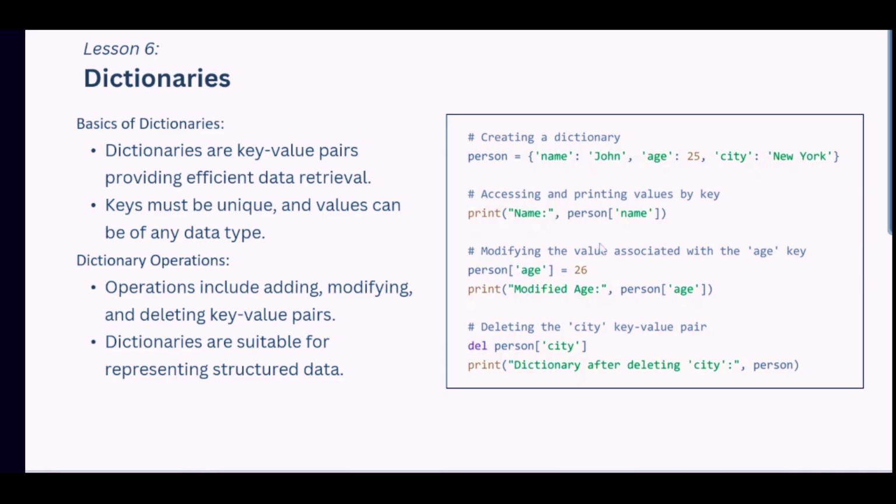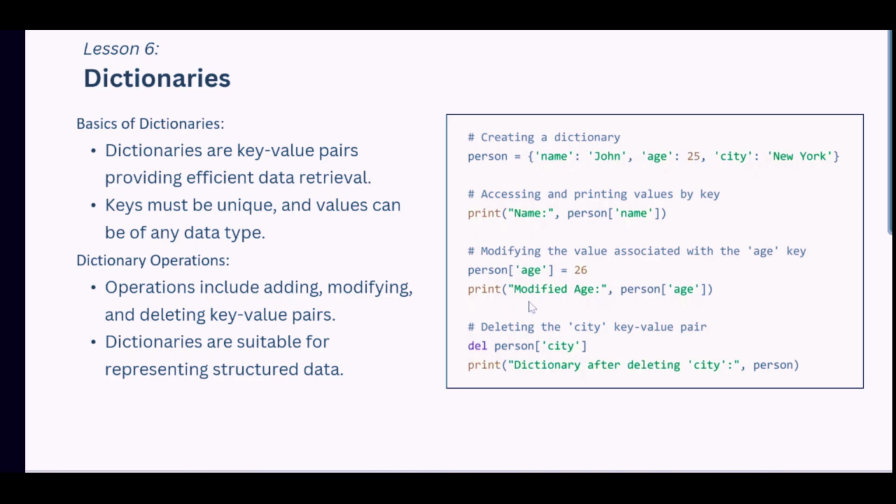And if we have to access the age of this person, then we will write person, square bracket, age, and it will return 25. If we want to change some element, we can write person age equal to 26. So what would be the age of the person now? This 25 value will be changed and it will become 26. Like this you can change the value of any key inside the dictionary.